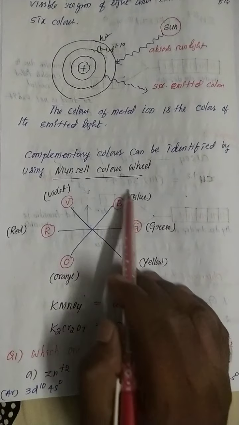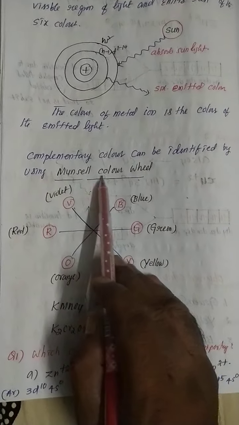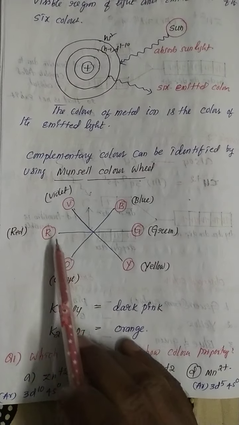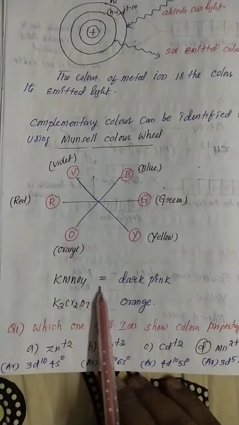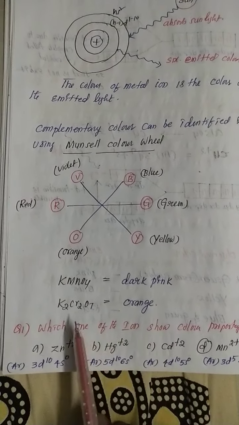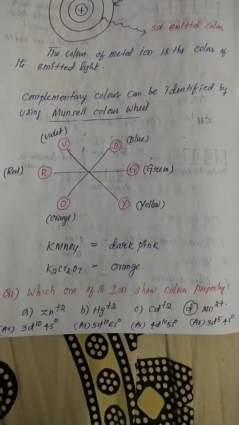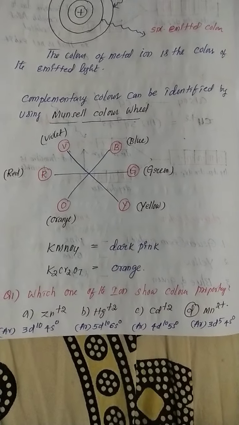So here the 6 colors, complementary colors can be identified by using the Munsell color wheel. Violet, blue, green, yellow, orange and red. These 6 colors are emitted. So KMnO4 is dark pink color. K2Cr2O7 is orange color. And the most important question is which of the ions show color property?